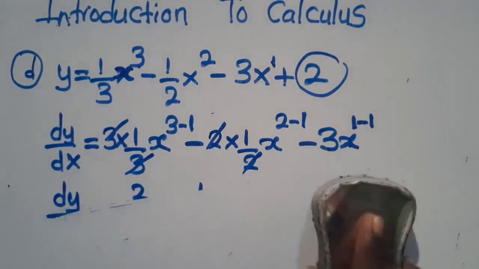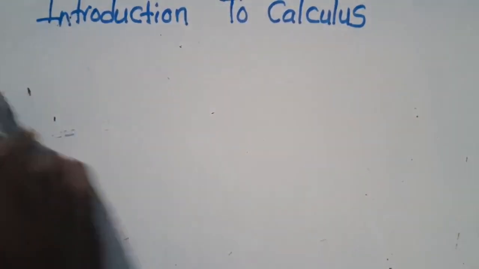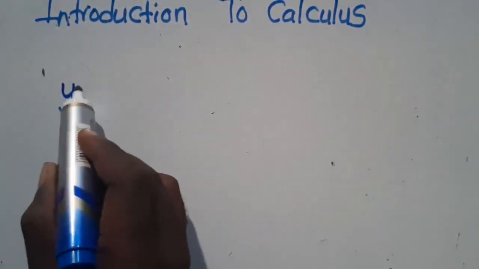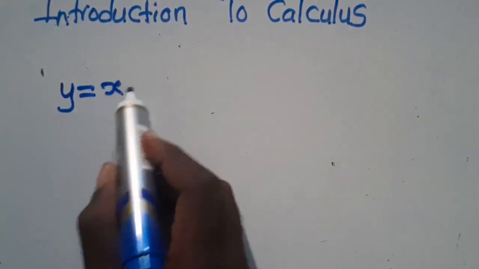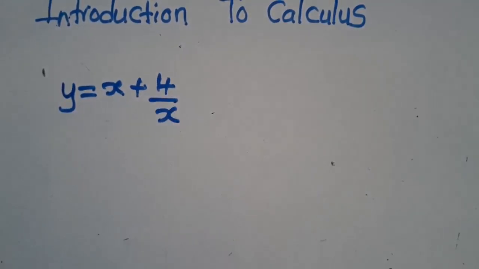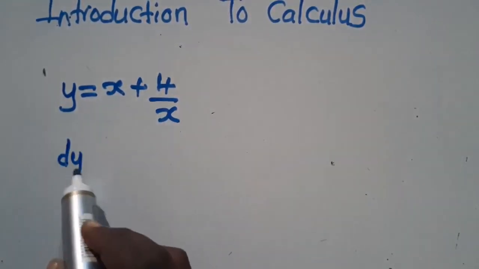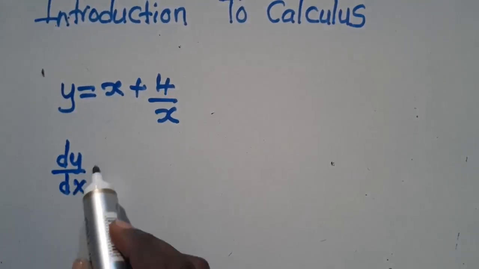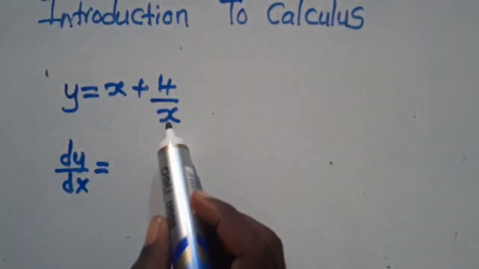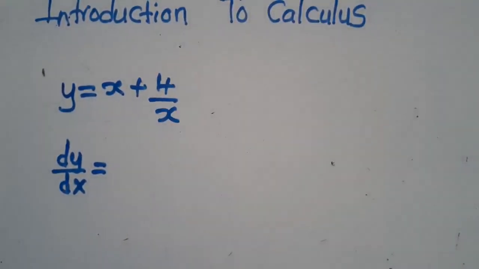Let us look at the last example now. You are told to differentiate y is equal to x plus 4 over x. How can you differentiate that? You say dy dx is equal to, so dy dx is equal to what? You check. X is down. Is it possible to differentiate this?